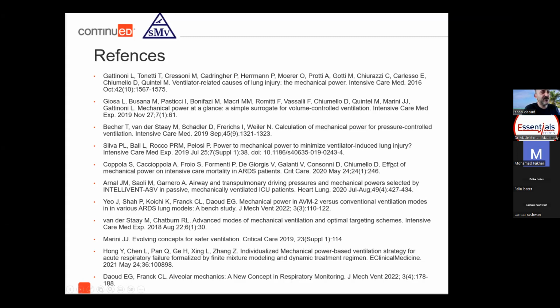This one talks about the effect of mechanical power and mortality, as we talked about. This is by Arnall about mechanical power in closed loop modes like IntelliVent ASV. Those are the two studies that we did in our bench studies comparing AVM, another closed loop, versus conventional ventilation. This is a very nice review also by Shadburn and Van der Stey, talking about mechanical power and optimizing ventilator-induced lung injury with the new closed loop ventilators.